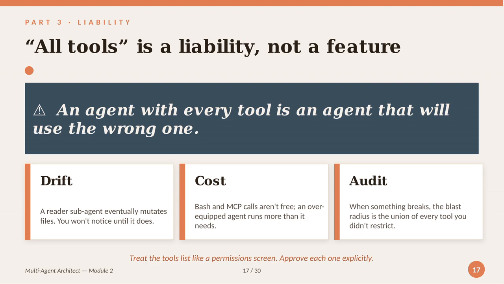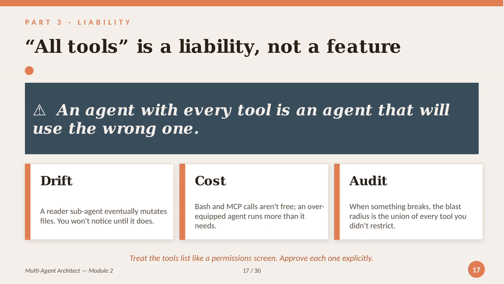Cost. Tools aren't free to call. Bash invocations spawn processes. MCP tools hit external systems. Network calls have latency. An over-equipped agent reaches for tools it doesn't need just because they're available. The token bill goes up and the latency stretches.